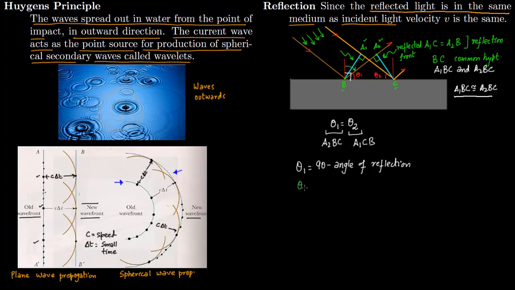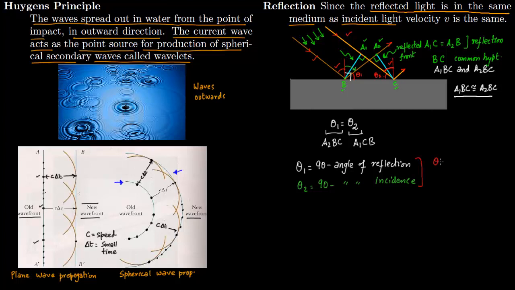Similarly, what is theta 2? Theta 2 is 90 minus angle of incidence. So notice again that this ray is incident here at C. So the angle of incidence is this, between the ray and the normal. Since this ray is parallel to this ray, this is also angle of incidence. So this angle and this angle are the same. But anyway, this angle of incidence plus theta 2 is equal to 90 degrees. Or you can say theta 2 is equal to 90 minus angle of incidence.